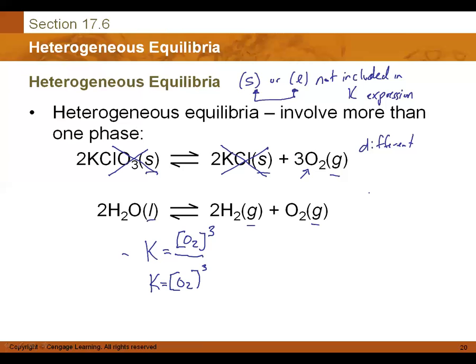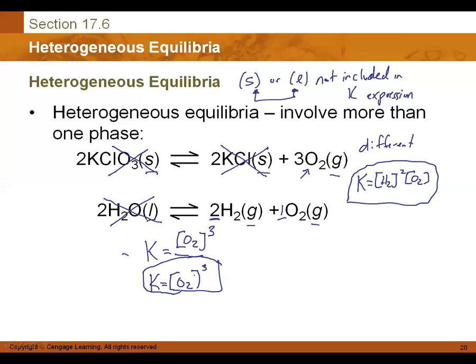And if we do it for our bottom one, same approach, we'll take our products. So we will include our H2, and we will square it because of the number here. This guy's a gas, so he'll be included as well, and his coefficient is 1. Now, when we get to our reactant side, we have a liquid, which, as we talked about, would not be included. So this would be the correct equilibrium expression for the bottom one. This would be the correct equilibrium expression for our top one.